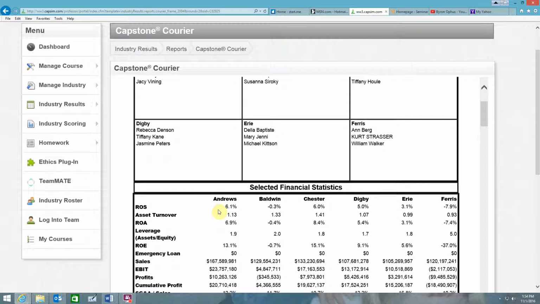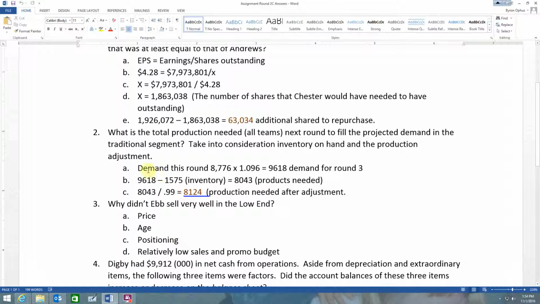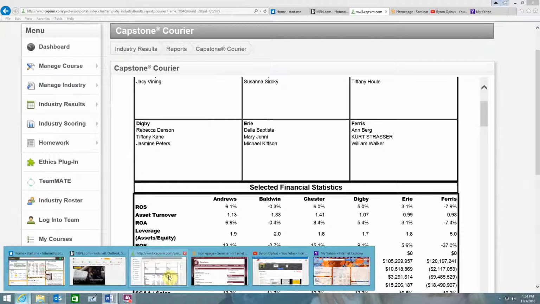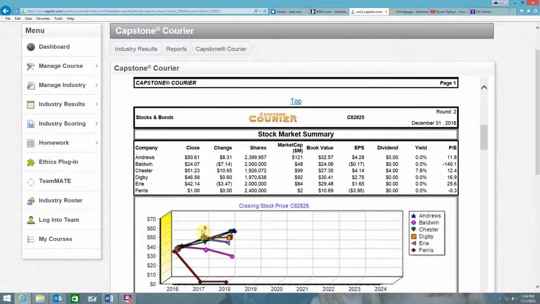The reason for that is that there's a 1% loss ratio, give it whatever term you want, for bad product. When you're making stuff, you're always going to have some that come out with a flaw in it that gets discarded, and they estimate their loss ratio to be about 1%. So we're going to need to factor that adjustment in at the end. We start with the demand this round, round 2, for the traditional product.